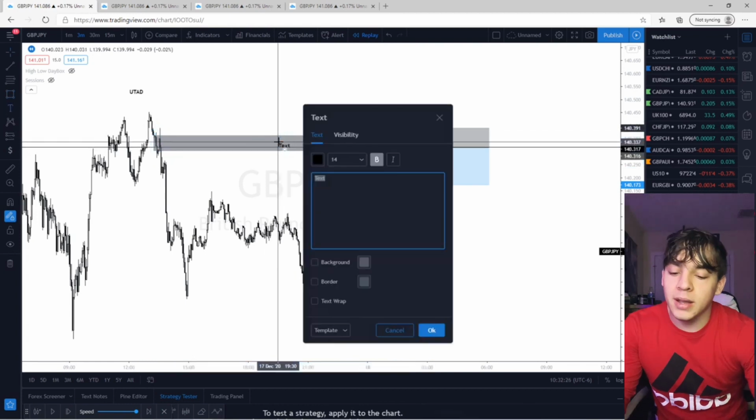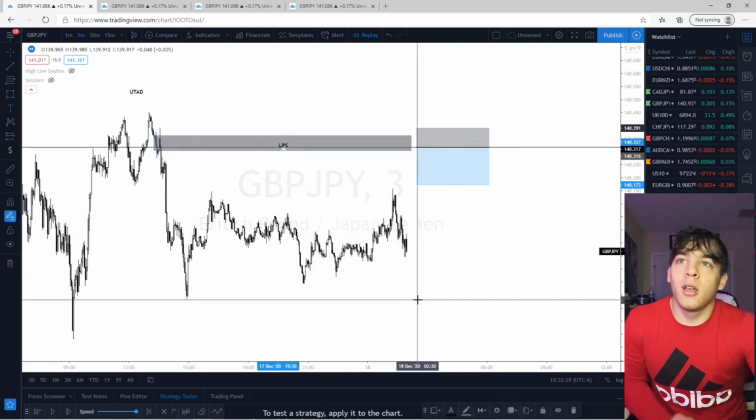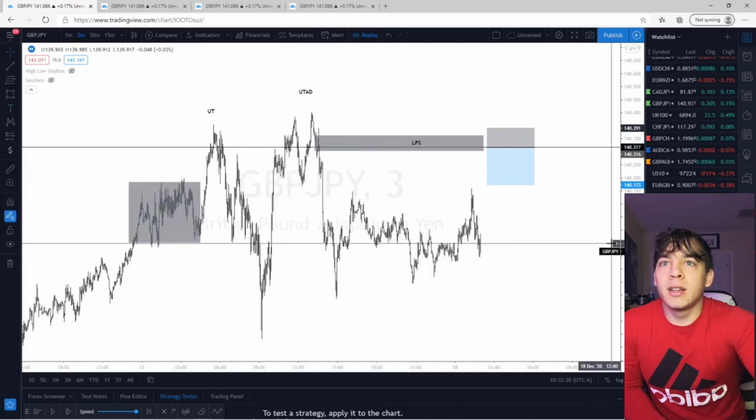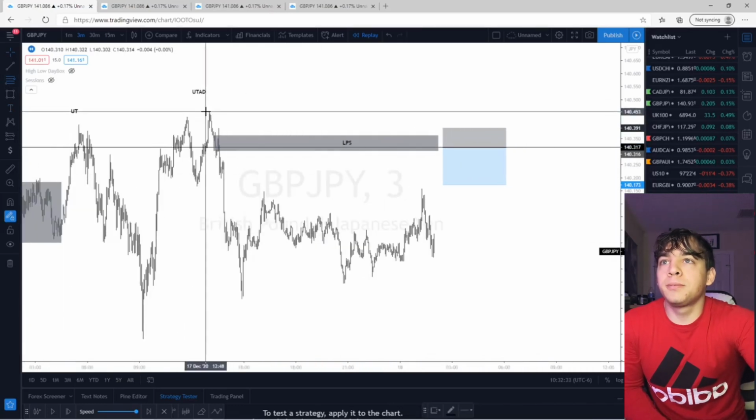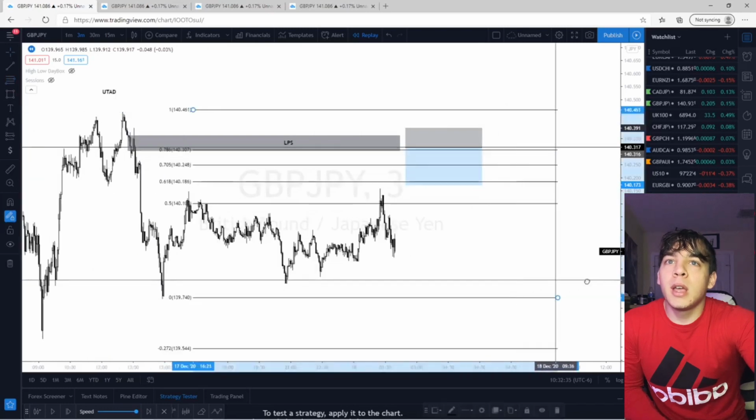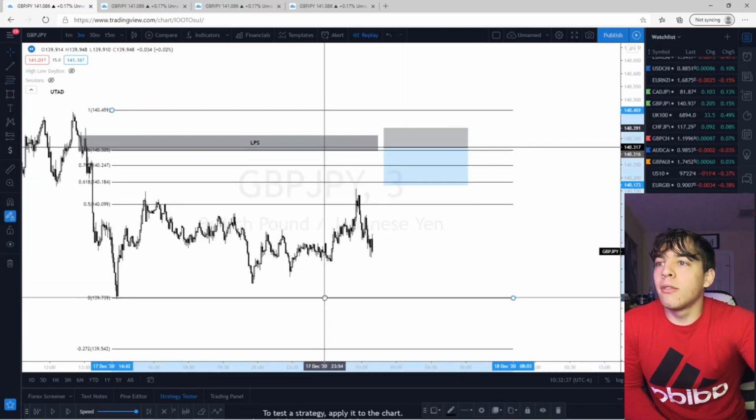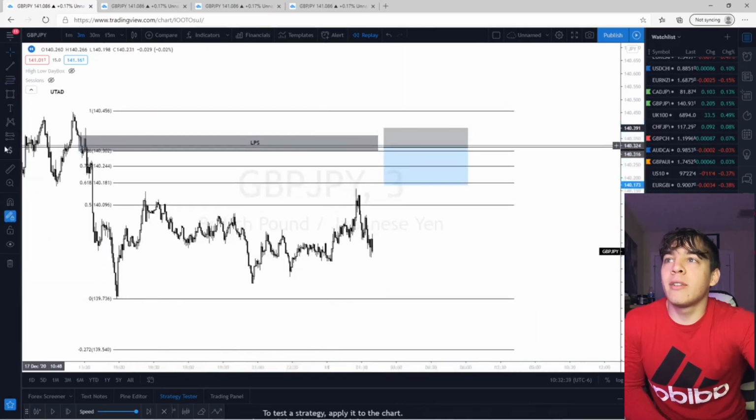You could put LPS, last point of supply, and it would look something like this. And then another thing you can use is Fibs. You can also use Fibs, and you can see that we do have a little bit of confluence with our last point of supply, which is 786.